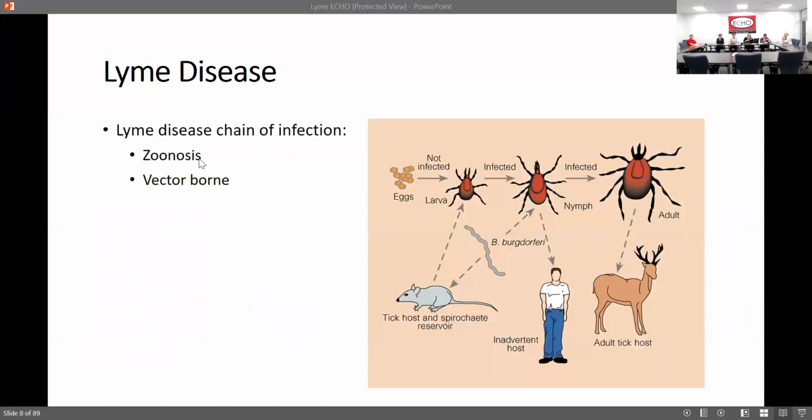So I'm like, all right, it's an animal disease that's spread to humans from a tick. Everyone blames the poor white-tailed deer, but it's really other small mammals that act as the spirochete reservoir. And a tick is not born infected. A tick is born from an egg uninfected, and then becomes infected after its first meal. And it's really this nymph phase that's the danger.